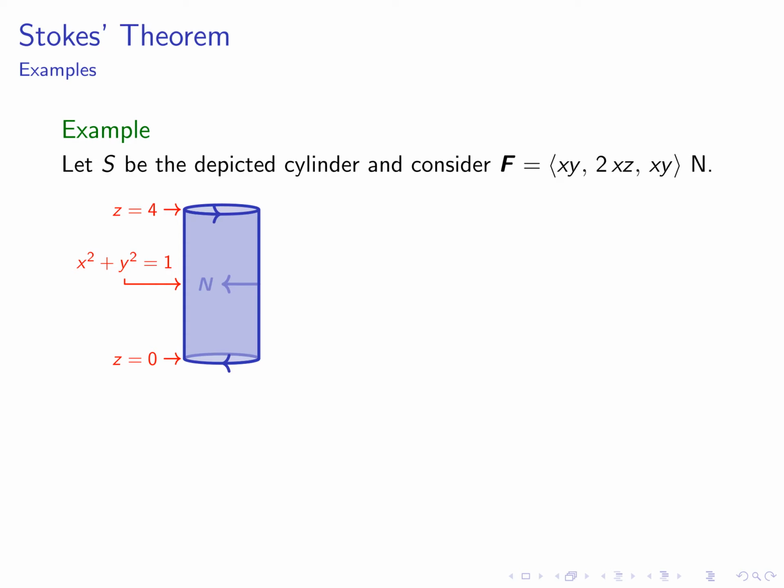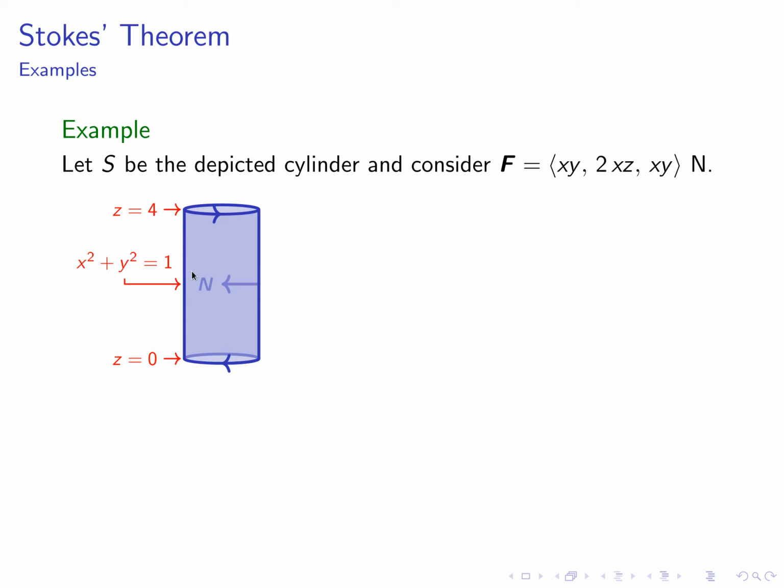Let's do some examples applying Stokes' theorem. Here we have the example that we started with in the first part of this lecture, where we directly calculated the circulation of the vector field F, whose coordinates are xy, 2xy, and xy, around the cylinder with radius 1, capped at z equals 0 and z equals 4.